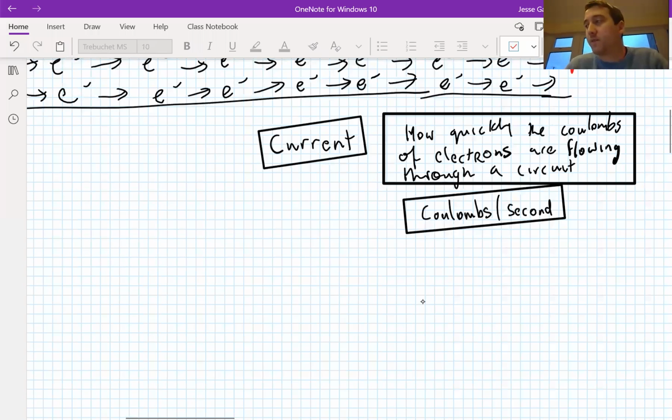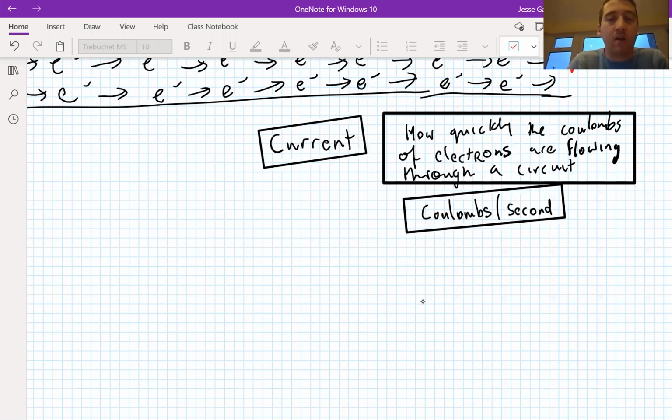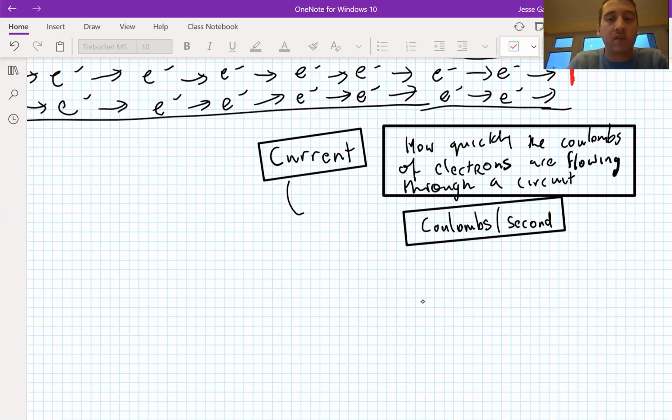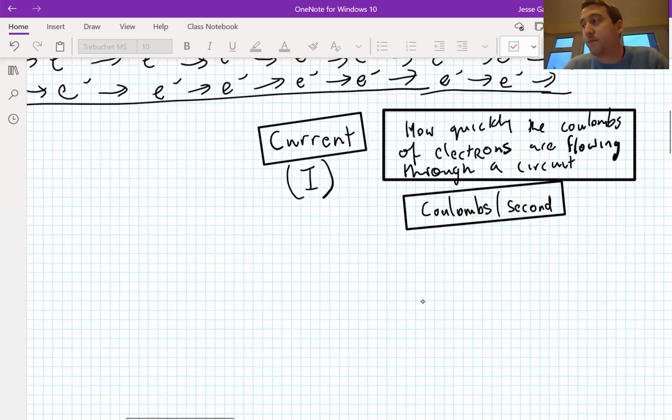Now, current gets the symbol capital I. So the quantity symbol for current is a capital I. Now, why is it not capital C, you're saying? You're going, why have they used I? Well, C is already taken, so I is used for current.